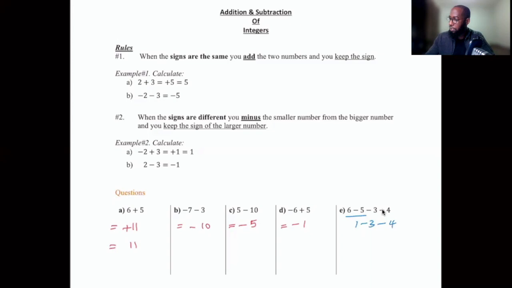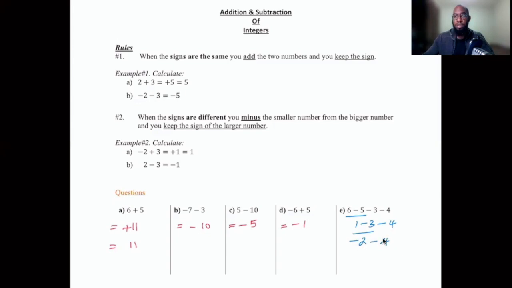-3 minus 4, right? So 1 minus 3 minus 4. Now we're going to deal with these two numbers here. 1 minus 3. Are the signs the same? Nope, the signs are not the same. In front of 1, we have positive. In front of 3, we have negative. So the signs are not the same. Minus the smaller number from the bigger number. 1 from 3 is 2. And you keep the sign of the larger number. 3 being the larger number, we keep that sign negative. Bring down this number here.